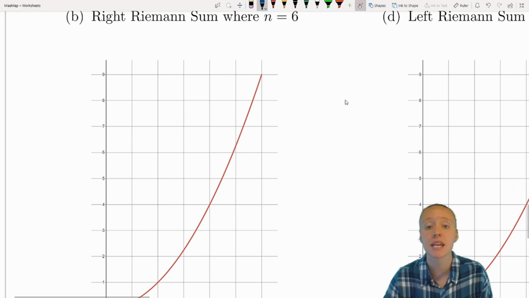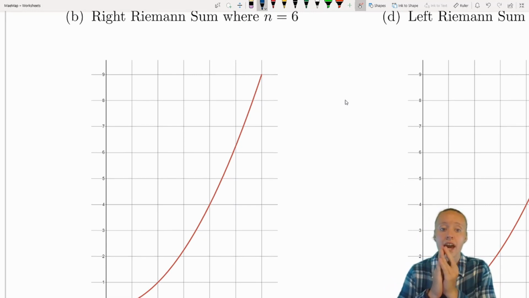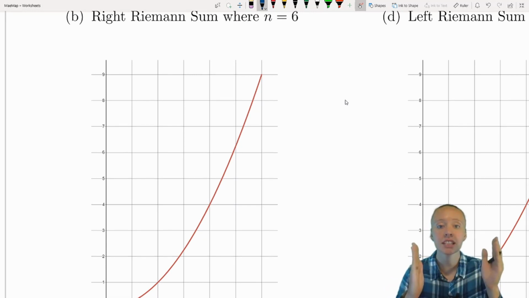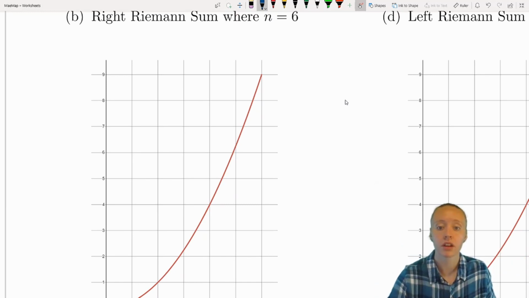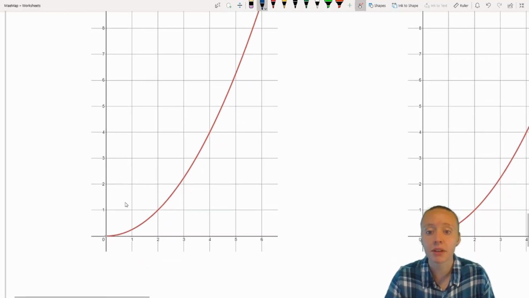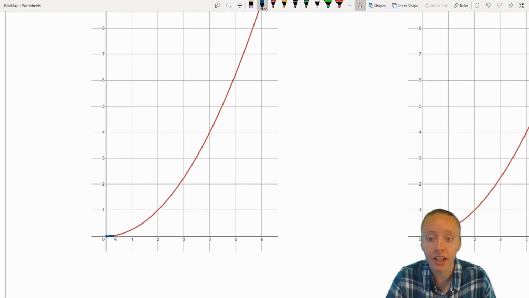Now I'm going to find the same exact area, except now using a right Riemann sum, and I'm still going to apply that same subinterval. So if I have an interval that has a length of 6 and I want 6 subintervals, that means each width of my rectangle is going to be a width of 1. And using right Riemann sums, when I draw my rectangle, I'm using that right vertex.